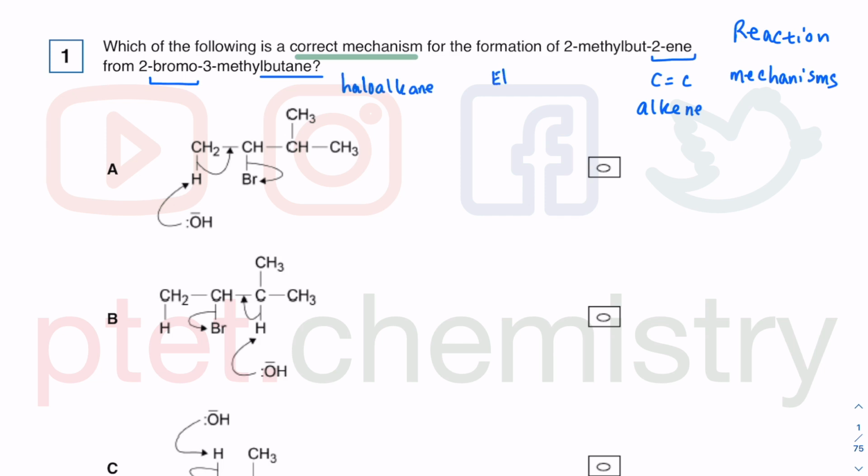We are talking about elimination. What exactly are we eliminating? We are eliminating the HBr, for which of course we would use things like NaOH in alcohol.